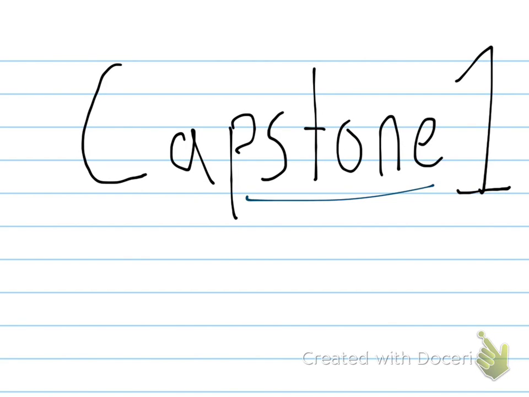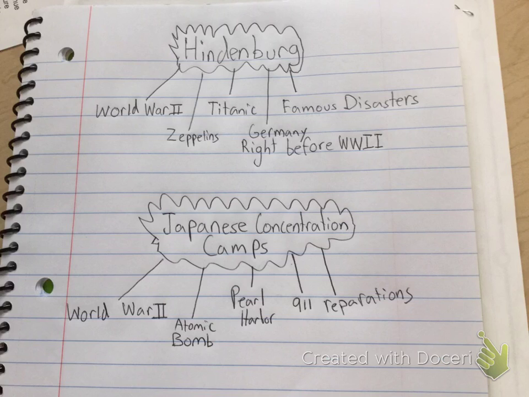Hey guys, this is the first capstone video you're going to watch. The first thing you need to do is get out your capstone notebook and turn to your learning webs. So here are two of the learning webs that I made with you guys, the Hindenburg and Japanese concentration camps. Now, the first thing I want to do is just read through them, remember about them, remember what we wanted to learn. So pause the video and do that.